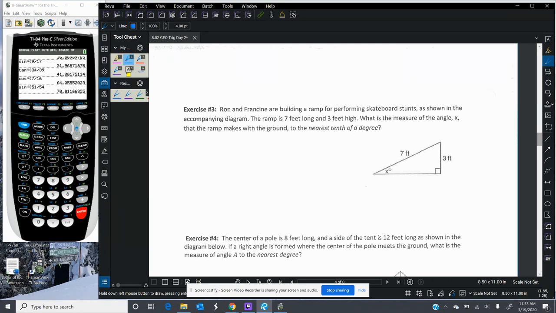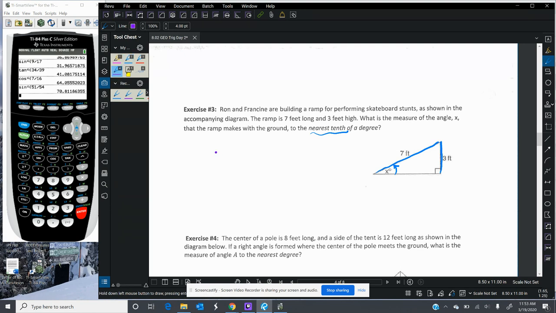Here, the diagrams are kind of given to us. You'll find some questions on your homework where you might need to draw your own pictures. But Ron and Francine are building a ramp for performing skate stunts, as shown in the accompanying diagram. The ramp is 7 feet long, so here imagine a skate ramp, and it's 3 feet high off the ground. What is the measure of angle F the ramp makes with the ground to the nearest tenth of a degree?